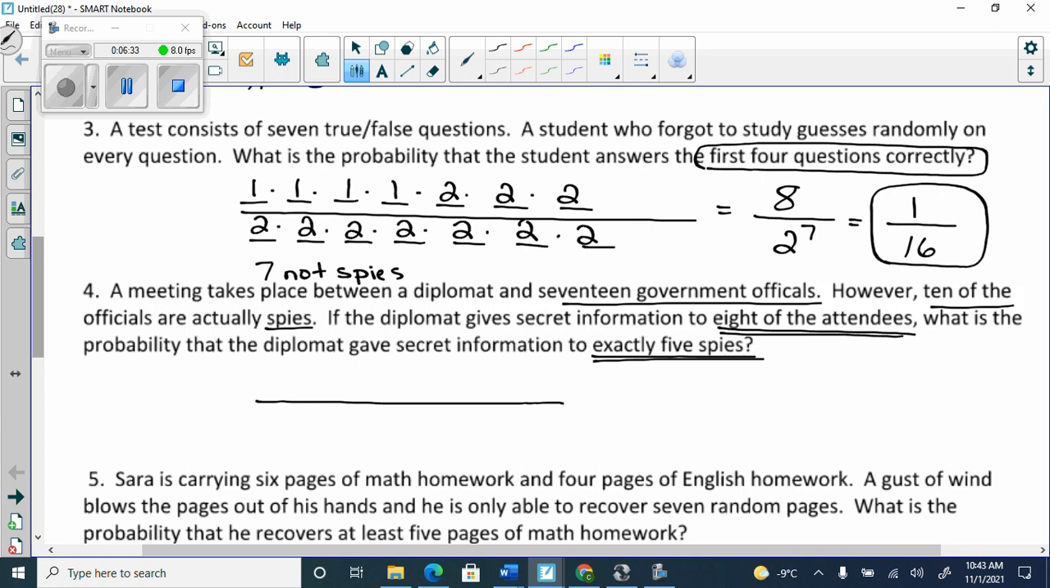If the diplomat gives secret information to how many? 8, correct? So on the top, I'm going to have to choose 8. On the bottom, I'm going to have to choose 8. We agree? On the top, they gave us a restriction. They said there has to be exactly 5 spies. So on the top, there has to be 5 spies. But what's my problem? How many do I need on the top? 8. So I need 5 spies and 3 what? Not spies.